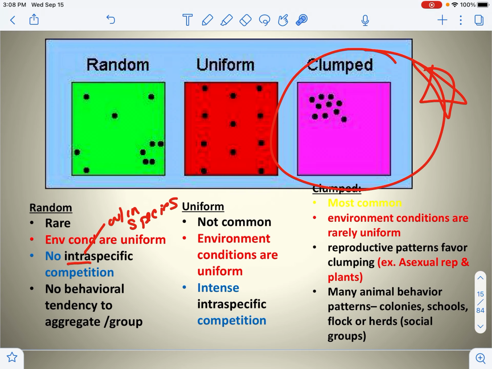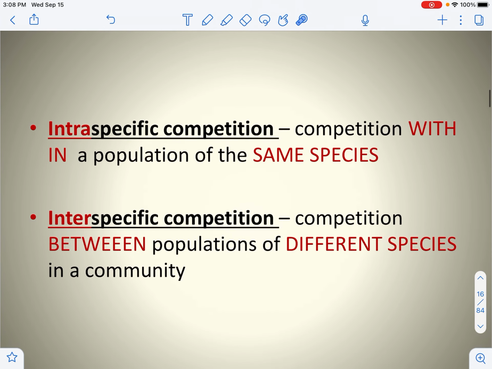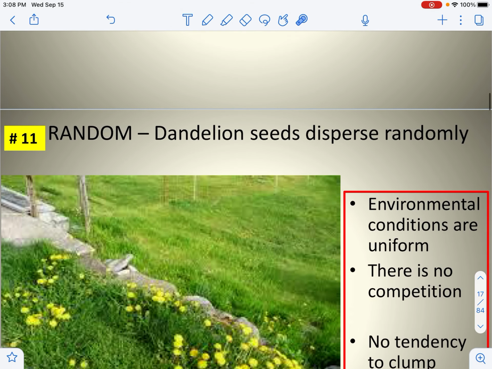Okay? Then we'll also see clumped, because in animal behavior, a lot of animals have colonies or schools or social groups, and that's why they end up clumped. Okay? Again, here's the difference between intra-specific competition and inter. Inter means between. So this would be like squirrels competing with finches for the same food source. And this is just the squirrels competing with each other for food. And we'll see both play a role.